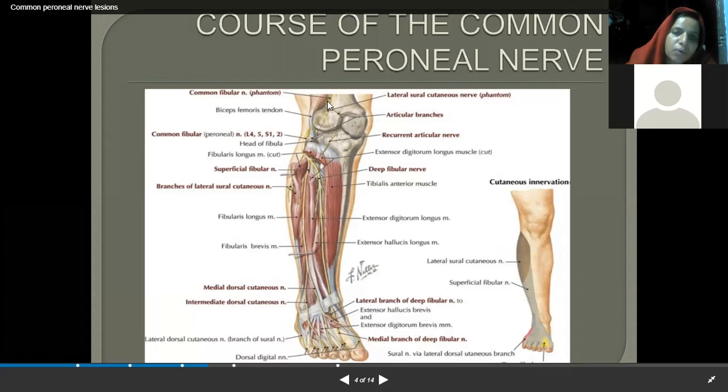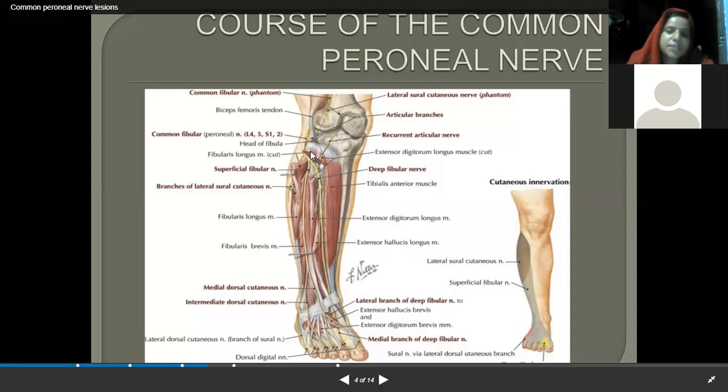I told you the common peroneal nerve is one of the terminal branches coming from the sciatic nerve. Root value is L4, L5, S1, S2. It divides into superficial and deep branches. Superficial supplies the lateral compartment and the deep branch supplies the anterior compartment muscles of the leg. List out those names and draw this picture.